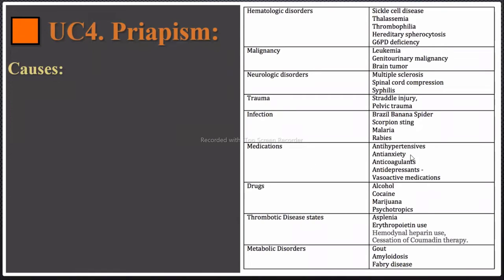Medication: the patient is using antihypertensives, anti-anxiety, anticonvulsants, antidepressants, vasoactive medication. That's why most people who are taking depression medication or psychotic medication have priapism. Drugs, alcohol, cocaine, marijuana, thrombotic disease states, asplenia, erythropoietin use, cessation of comadine therapy. Metabolic disorders, if the patient has gout, amyloidosis.